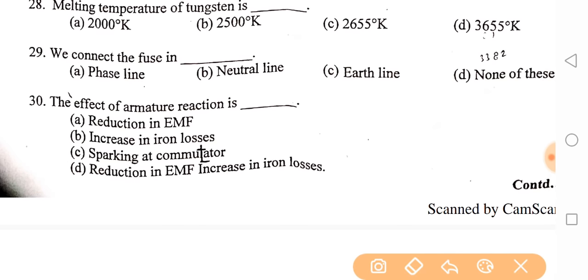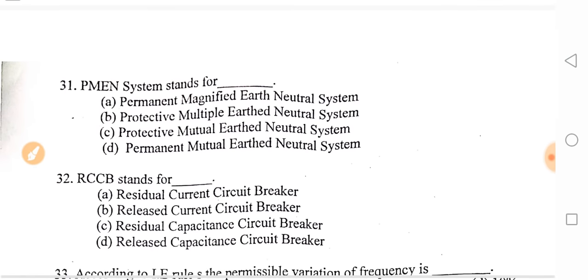Next question is, the effect of armature reaction is. What is the armature reaction? The effect of armature flux on the main flux. Armature flux reduces the main flux, so due to the reduced main flux there is a reduction in EMF and also an increase in iron losses. So the correct answer is D. If the main flux is reduced, the EMF is also reduced.